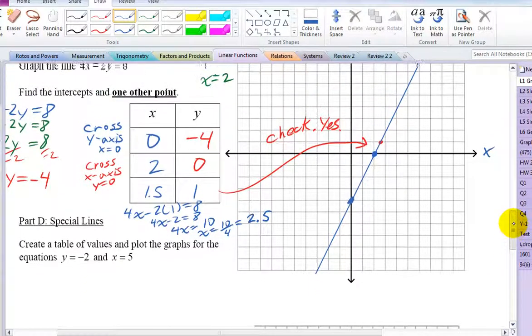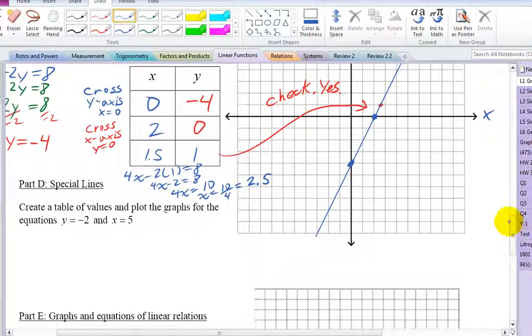Okay, now we have special lines. These ones you should just look at them and know how to plot them, but pretend you don't. So, we're going to make an XY chart. What are some easy values for X? 0, 1, 2. Okay, plug those into your equation. Y equals -2. Tell me what the Y value is. X equals 0. What does the equation say for Y? -2.